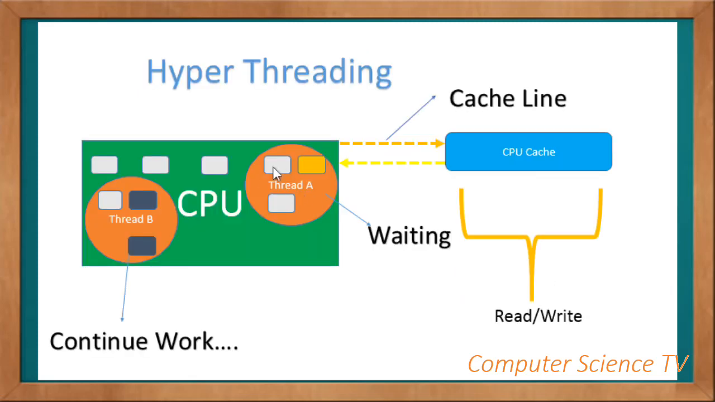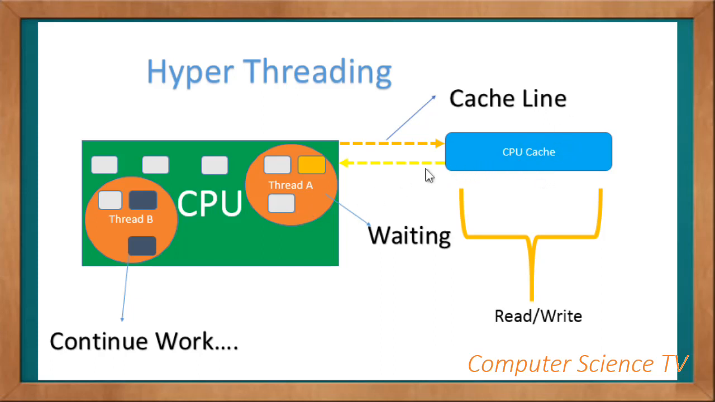This is a demonstration of hyper-threading. The green one right here is our CPU, our processor. Then we have thread A and thread B. A thread is just a line of execution. Then we have our CPU cache right here. The first thread is going to try to access some data from the CPU cache, and during that waiting time, this is what we call the CPU stall, while the data is being read and written to the CPU cache.